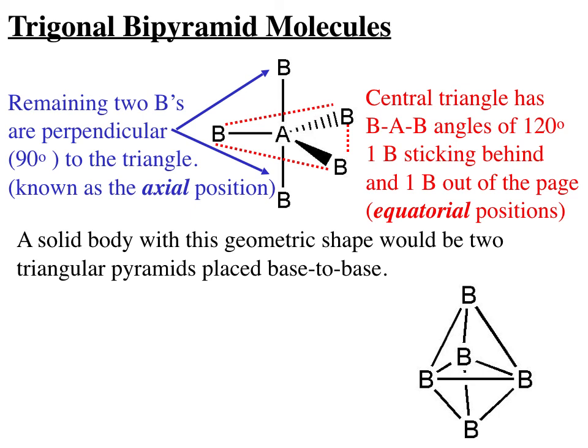equatorial positions. Now, if we were to make each face, if we connected 3 B's together to make a collection of 6 faces for this molecule, then it would look like a triangular pyramid above and a triangular pyramid below with the triangle in the middle. So this is the nature of the name trigonal bipyramid.